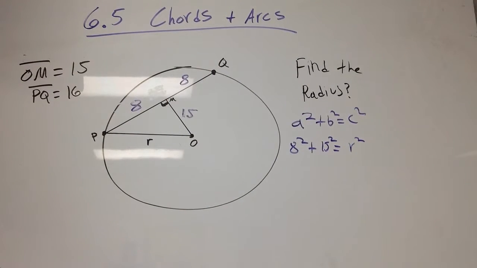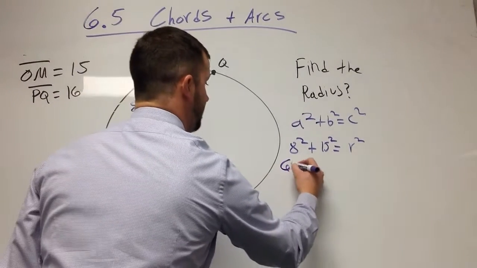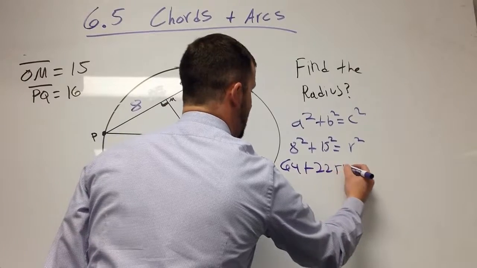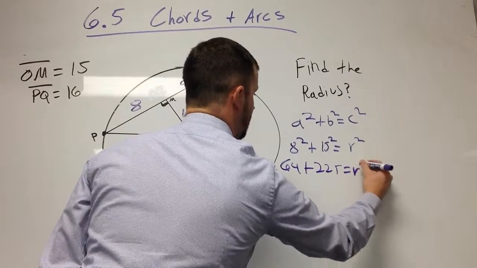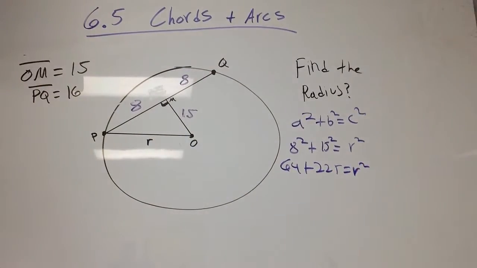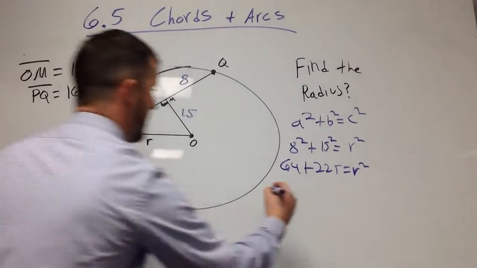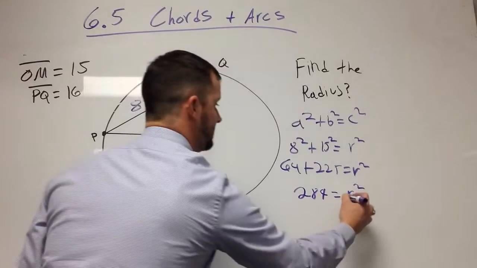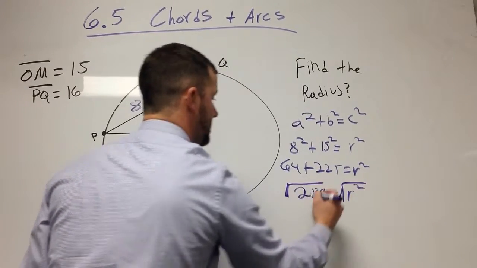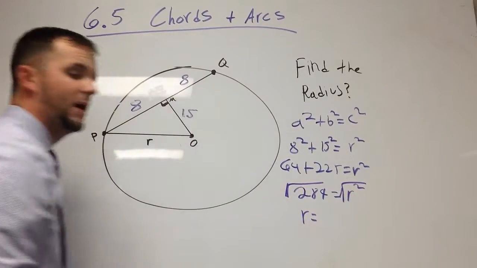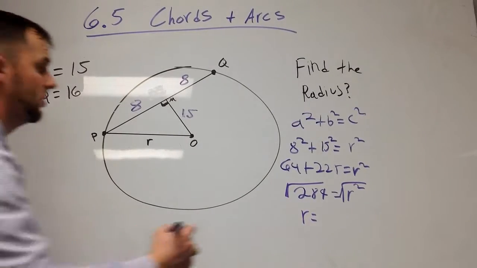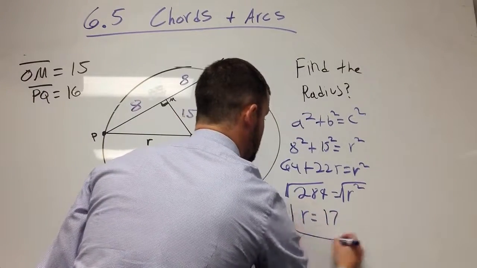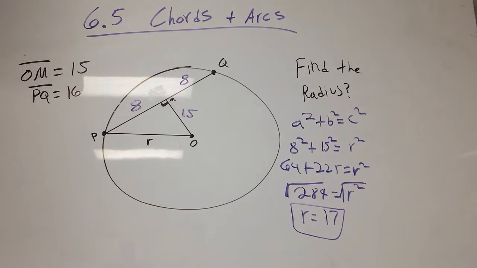So here we go. I'm going to do 8 times 8, which is 64. 15 times 15, which is 225. I'm going to add both of those together, which is going to give me 289. And then to find r, I have to take the square root of both sides. So the square root of 289 is going to give me 17. So that means that r is going to equal 17.